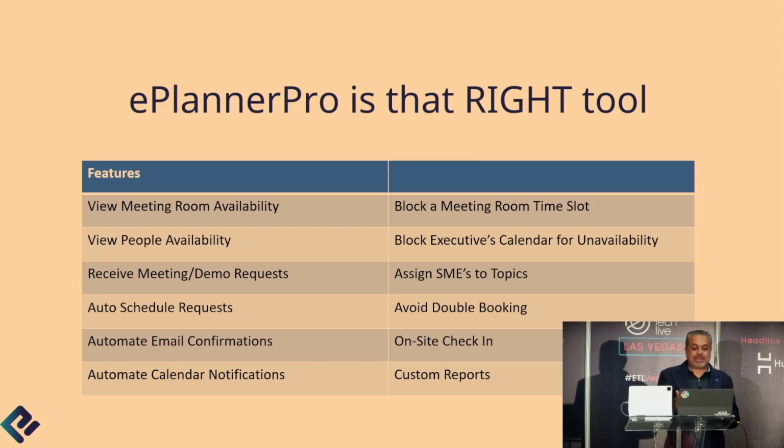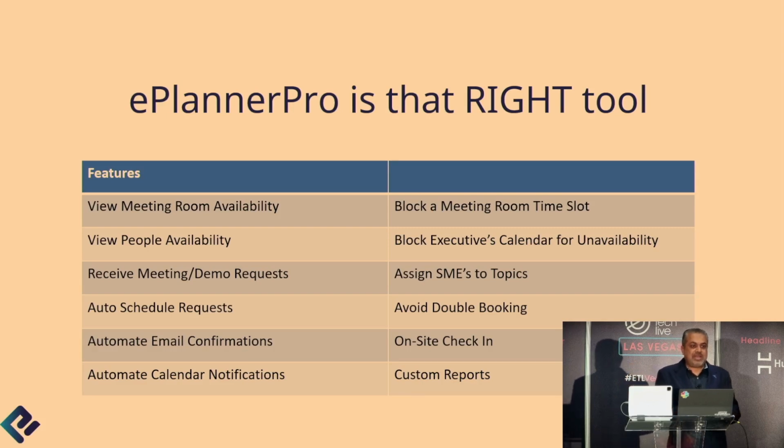We can also block executives' calendars for unavailability because as you always know, not everyone's always available at every single minute of the trade show attendance. Many times they have to take some important calls on the side that they want to make sure they don't get requested for a meeting at the same time. So that's where you can go in ePlannerPro and mark their schedule as unavailable for that time.